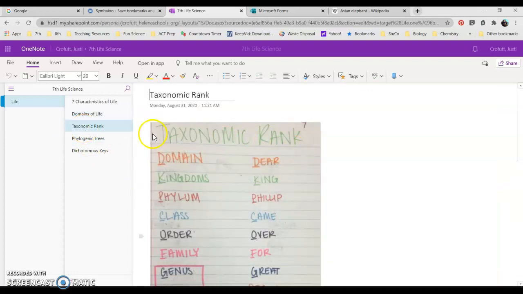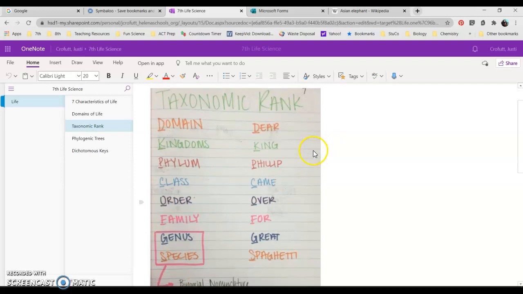Today we're going to talk about taxonomic rank. So if we're taking a look at one specific organism, this is kind of how we break down their classifications based on different characteristics. So this is called taxonomic rank. And we use this little system called domain, kingdom, phylum, class, order, family, genus, species. You guys may have heard this before, and that's awesome if you have.